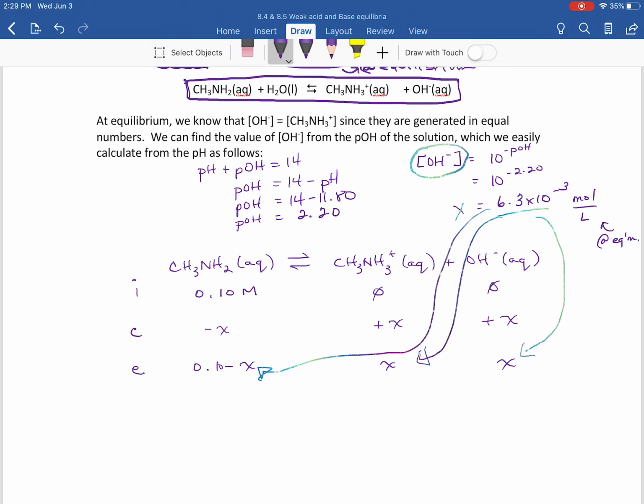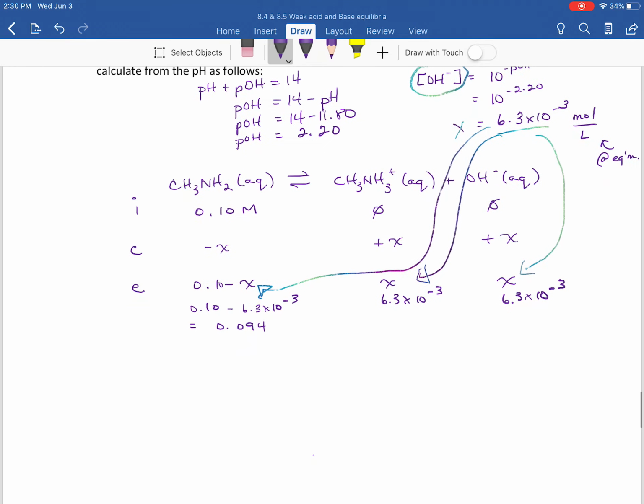It loses its panache after a while. Okay, so I know this X is 6.3 times 10 to the negative 3. And this is now 0.10 minus 6.3 times 10 to the negative 3. When you use your calculator, you will see that that actually equals 0.094. Okay, so now it's just a matter of solving for Kb.